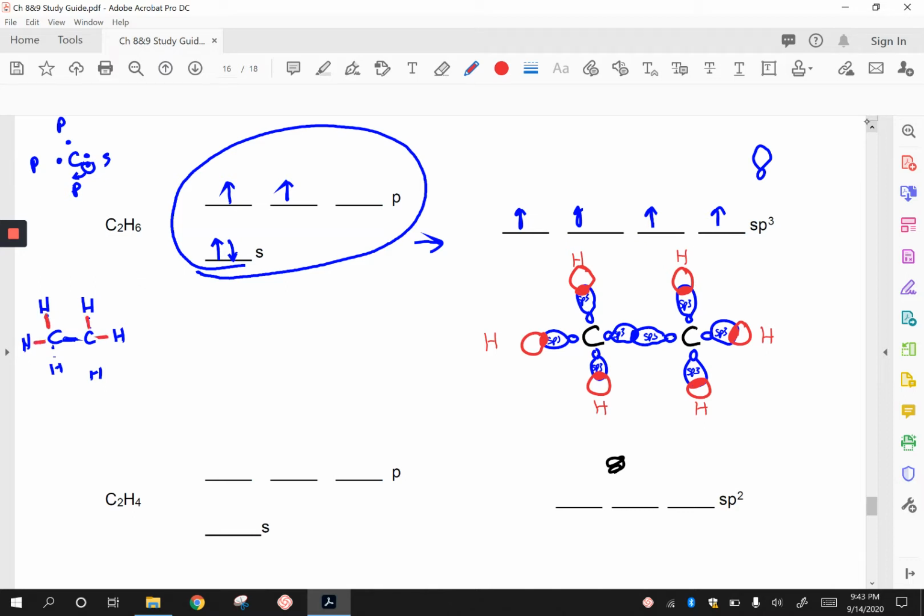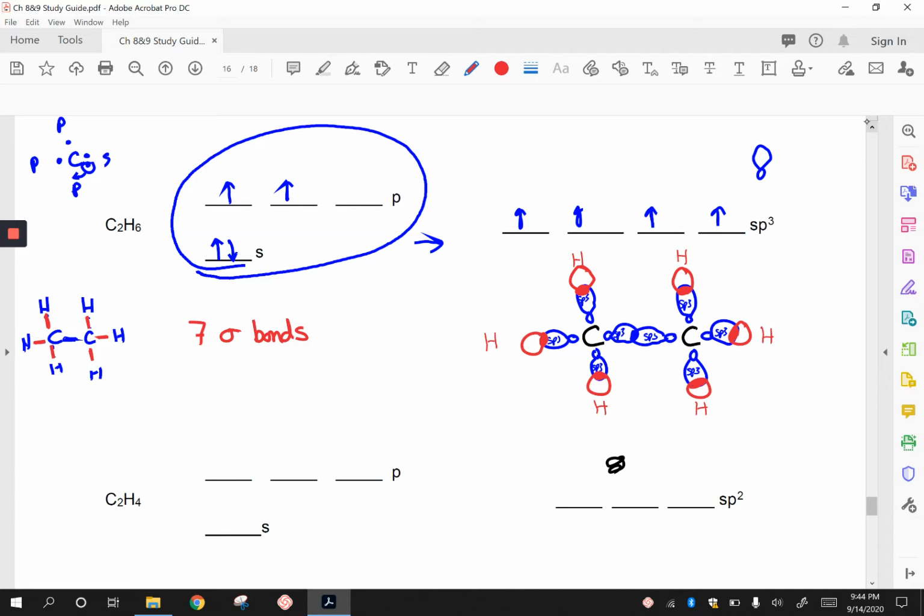These 6 bonds are a linear overlap between the sp3 orbital of the carbon and the s orbital of the hydrogen. And so that's kind of a picture to show you these sigma bonds that are overlapping. You can see that there are 7 sigma bonds in this molecule. There's one right here between the carbons, and then there are 6 between the carbon and the hydrogen. So we have 7 sigma bonds.